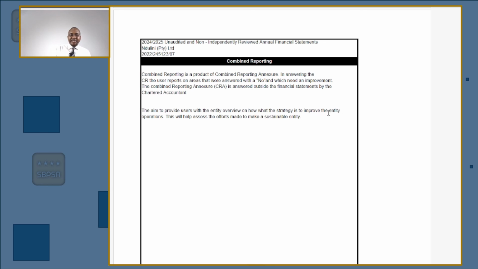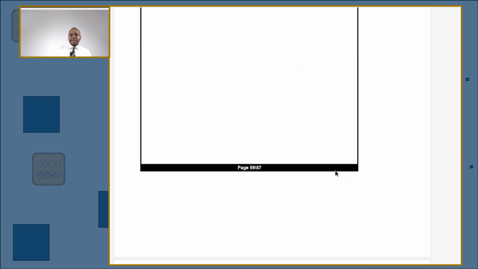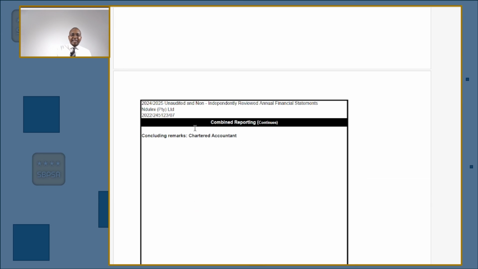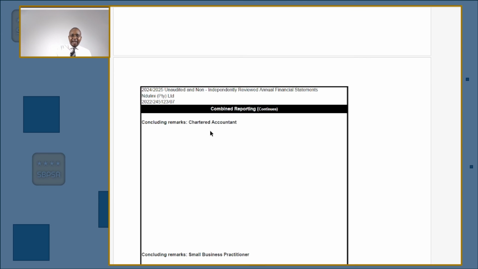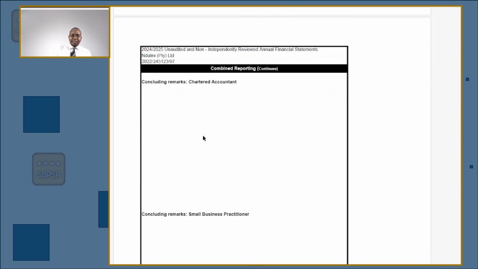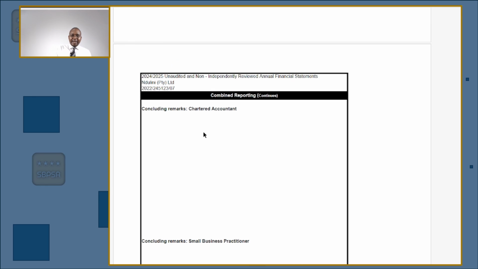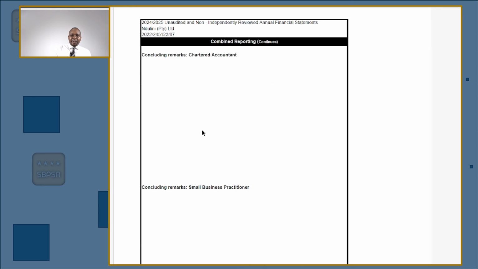the entity's operation. Because if there are no's, it means there must be improvement, and the users want to know what the entity will do to correct those problems there. Then that information is going to be included here. All right. Then after that, the going concern. After that, the chartered accountant is going to make some remarks about his feeling about the business operation. The feeling is always influenced by professional judgment.